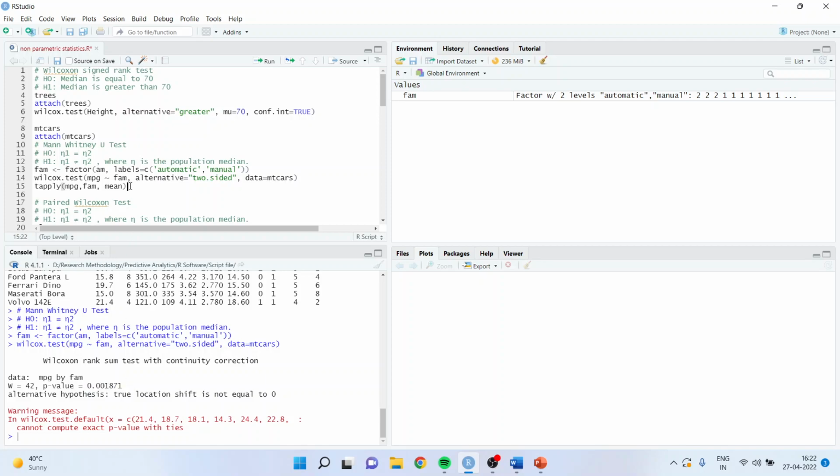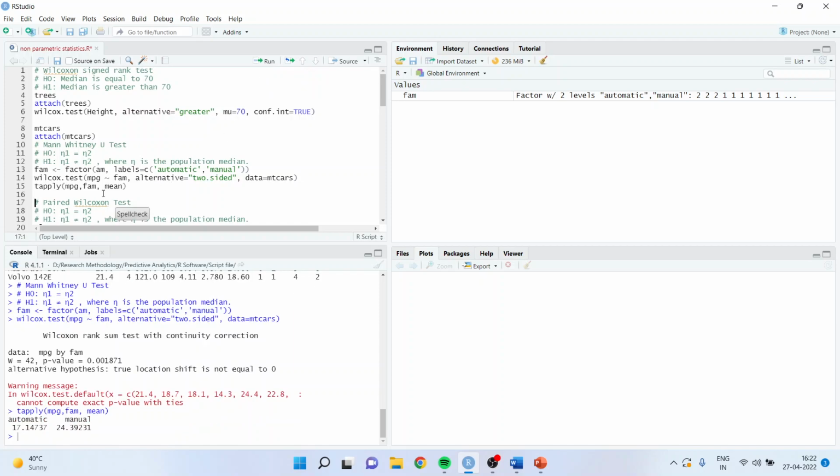Now how much is the difference? So we say tapply mpg, fam, comma mean. Yes, you are right, we are computing the mean here, because tapply is not part of the wilcoxon test, we are just comparing the means to see how much the difference is. So don't get confused, tapply is not part of the wilcoxon test, and that's the reason we can use mean here.